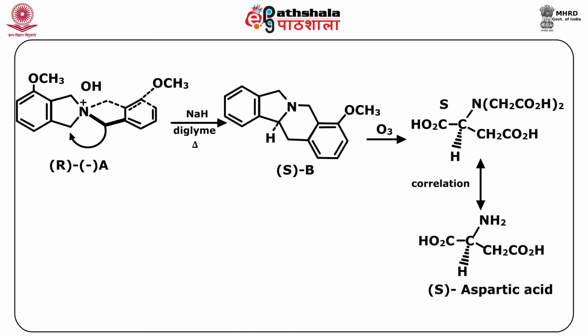You can see that there is a spiro compound which on Stevens rearrangement gives a compound B, which on ozonolysis gives a compound which is similar to S aspartic acid. So we can establish that B had S configuration, and since it has been formed by superficial Stevens rearrangement, the starting compound must have an R configuration.